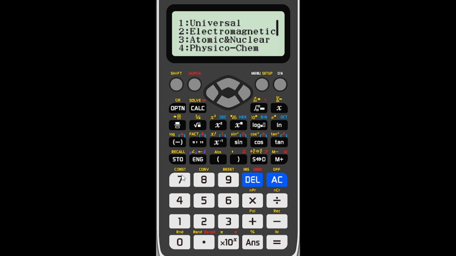Again, press shift constant, go to universal. You'll have epsilon naught, which is at number 4, permittivity of space, which is 8.85 power minus 12. It is generally used in the chapter of capacitors. Again, shift constant. Now you can go to electromagnetic, nuclear, atomic physics.